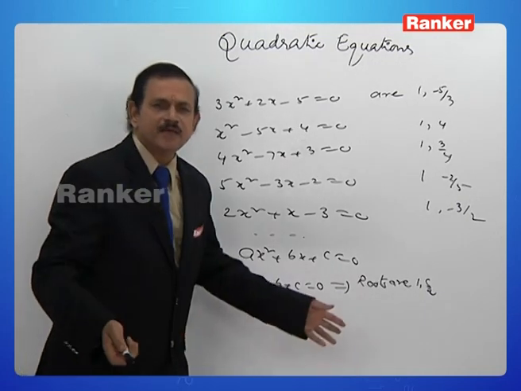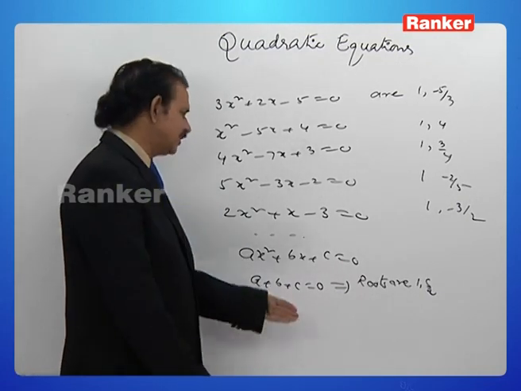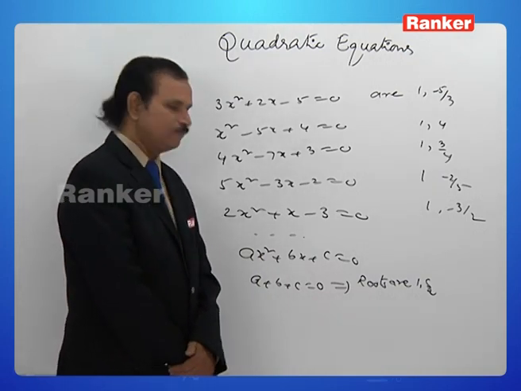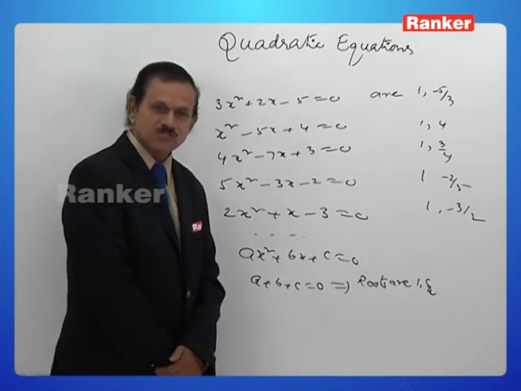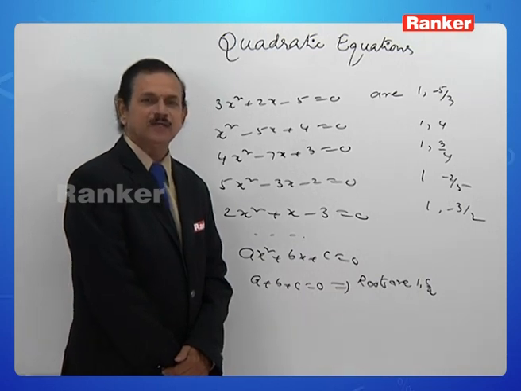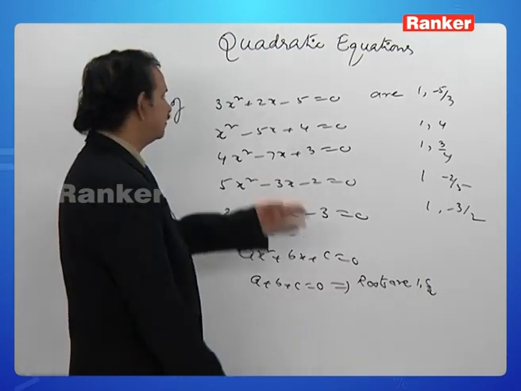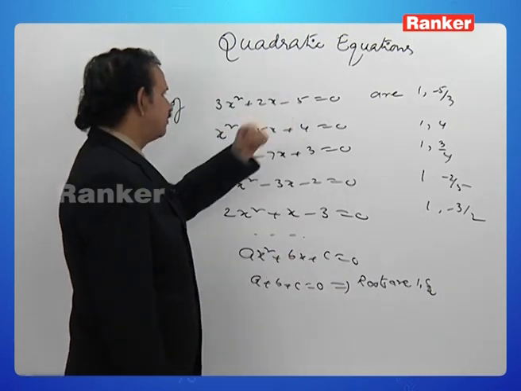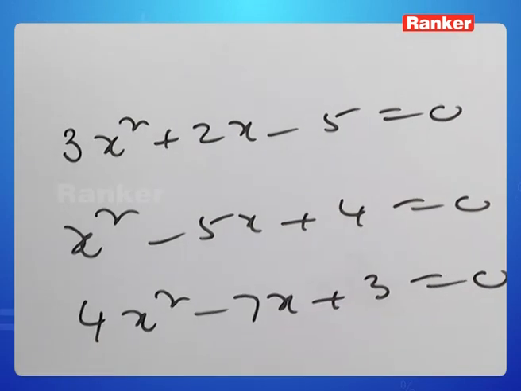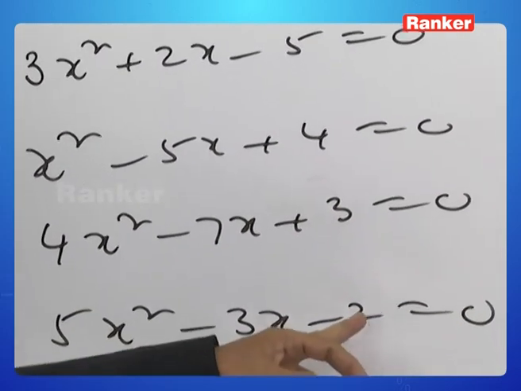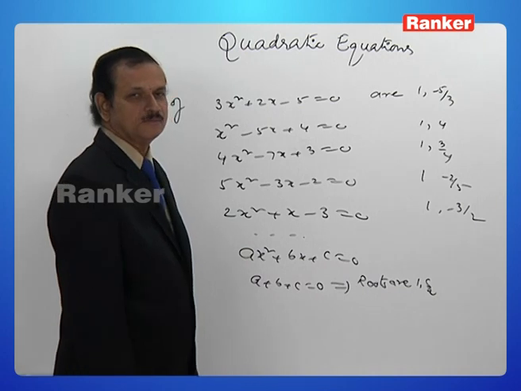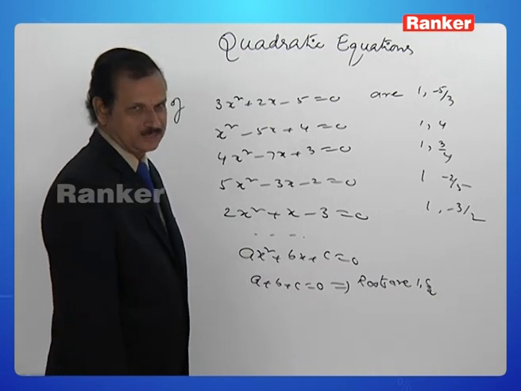It's not a big theorem. After all, it is a very simple concept to observe. By mere observation, we will be able to decide that the roots are 1 and c by a. That is why here the roots are 1 and minus 5 by 3. Here the roots are 1 and 4 by 1. 1 and 3 by 4, 1 and minus 2 by 5, 1 and minus 3 by 2. Like that, you can say the roots immediately.